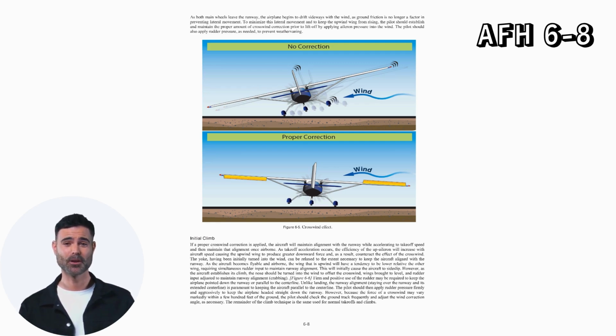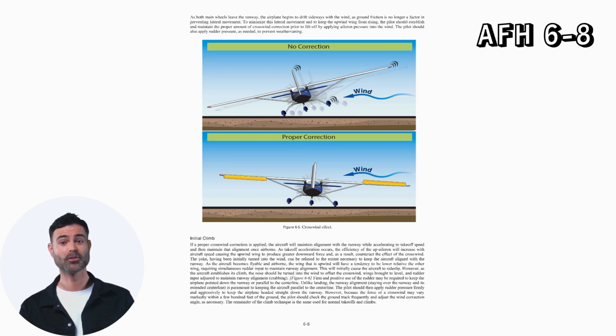As the aircraft becomes flyable and airborne, the wing that is upwind will have a tendency to be lower relative to the other wing, requiring simultaneous rudder input to maintain runway alignment. This will initially cause the aircraft to side slip. However, as the aircraft establishes its climb, the nose should be turned into the wind to offset the crosswind, wings brought to level, and rudder input adjusted to maintain runway alignment, crabbing.